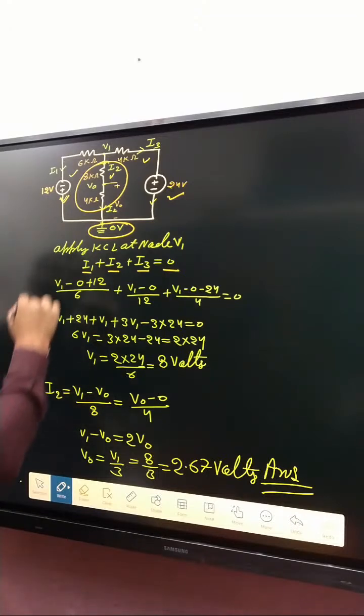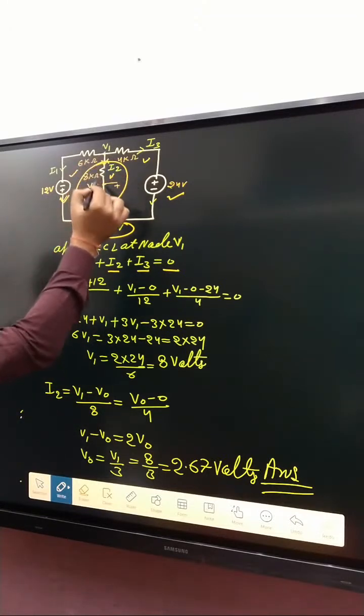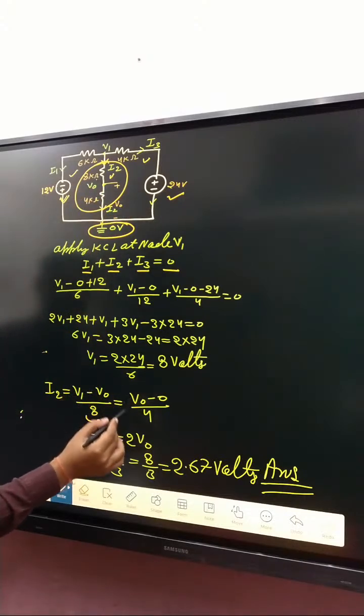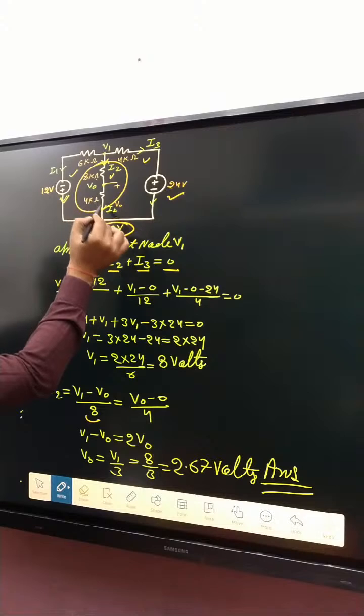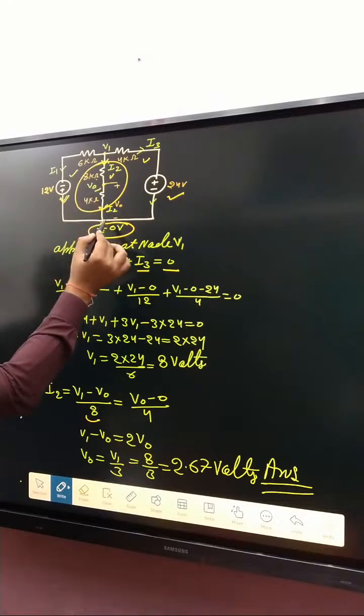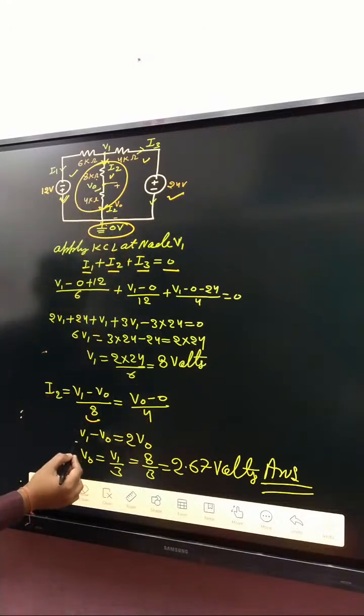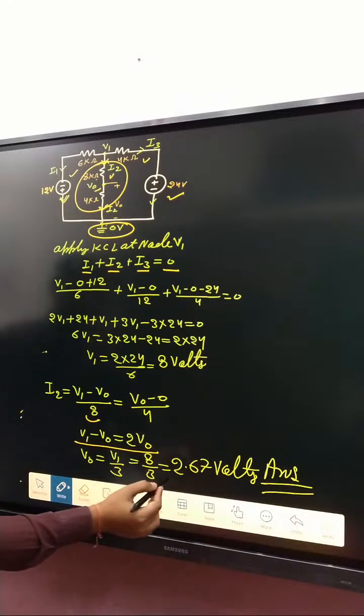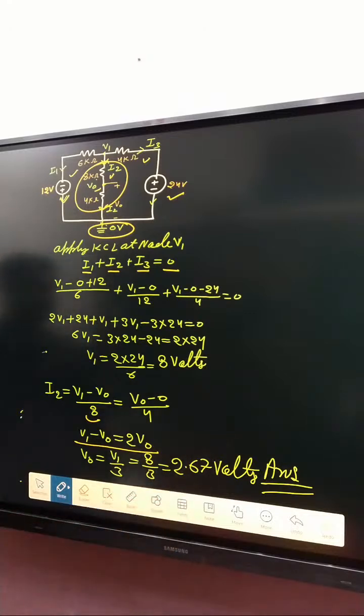After that, I2 is written as V1 minus V0 divided by 8, and this I2 is also written as V0 minus 0 divided by 4. So V1 minus V0 is equal to V0. Solving these two, we get V0 is equal to 2.67 volt, which is the right answer. If anyone faces a doubt, tell me, I will explain. I hope your doubt is clear.